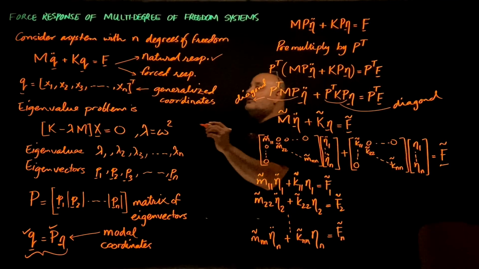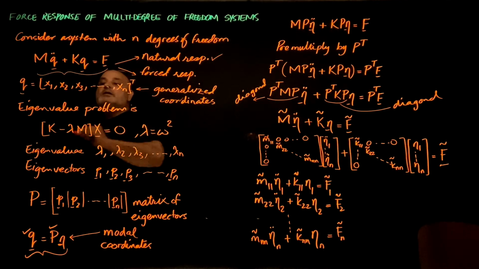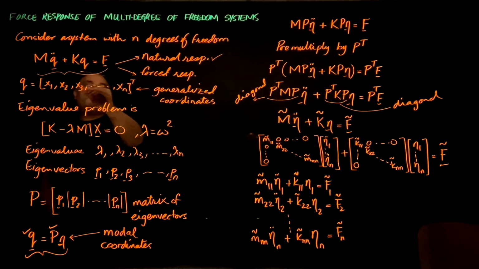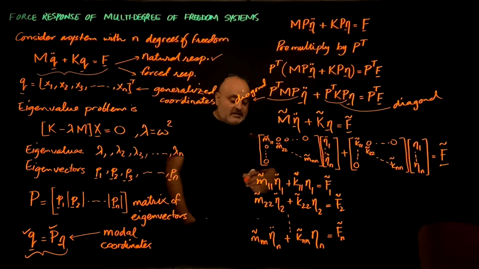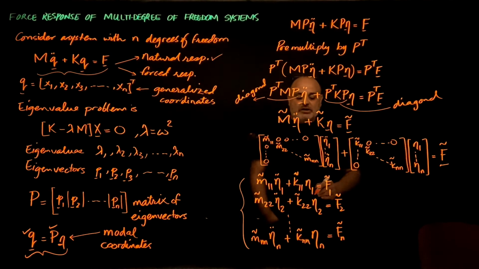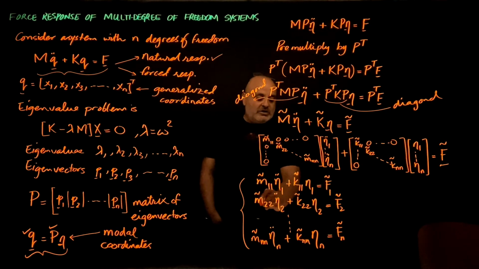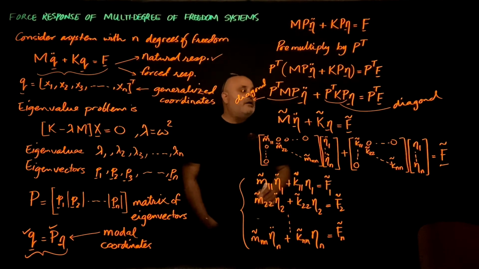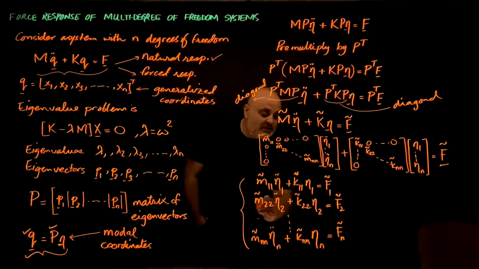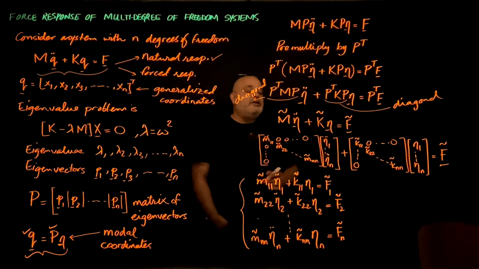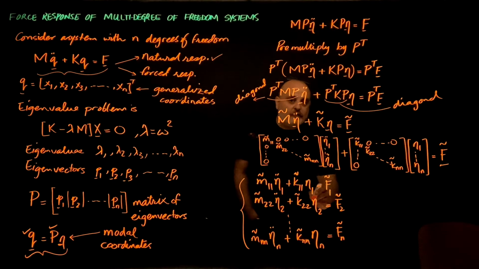I had a system of coupled differential equations with x1 to xn all mixed in the equations, and I ended up with the same number of equations, n equations, but these equations are decoupled. Each equation has only one single coordinate. Equation 1 has only eta 1, equation 2 has only eta 2, and so on. So each one of these equations is actually a single degree of freedom system, and they can be solved separately.